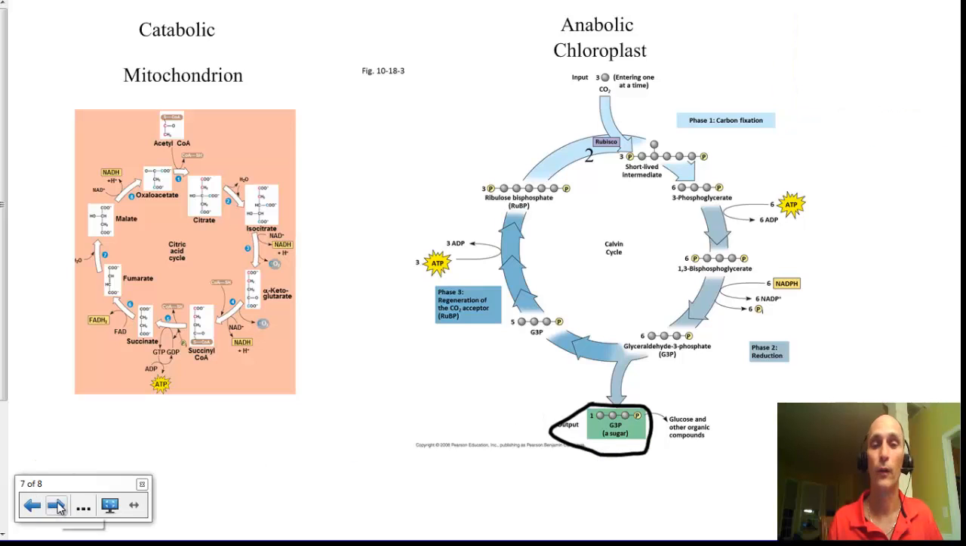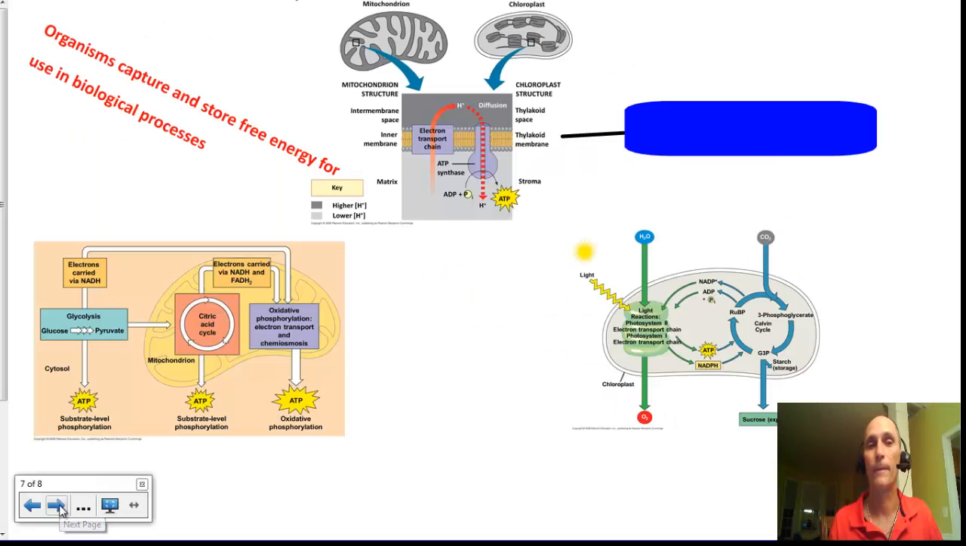All right, so these are 2 metabolic pathways. One is going to be catabolic, breaking down. One's going to be anabolic, and that's building up. One occurs in the mitochondria, and the other occurs in the chloroplast.